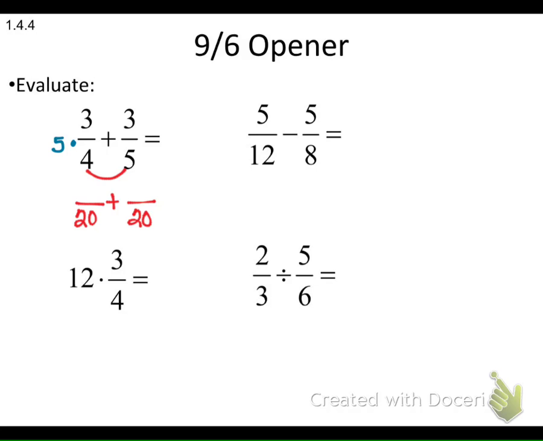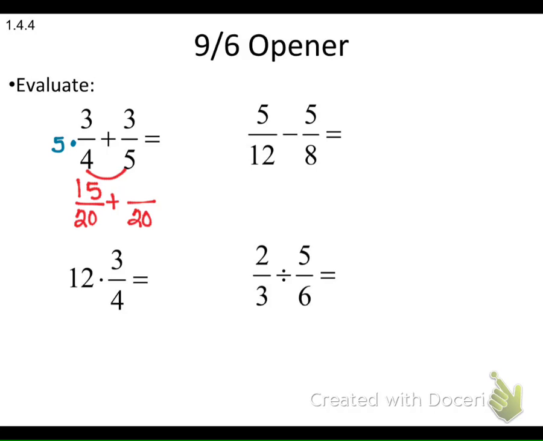So what's my new numerator going to be? Kyle. And then put the headphones up. Take your time. You're good. We're just starting the opener. So what's my new numerator going to be? Right there.